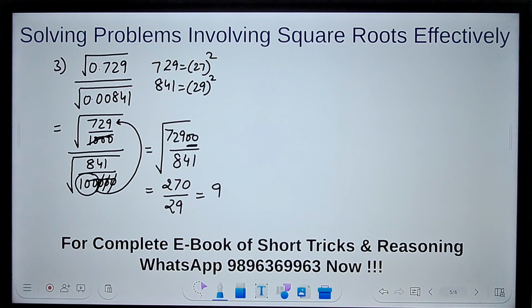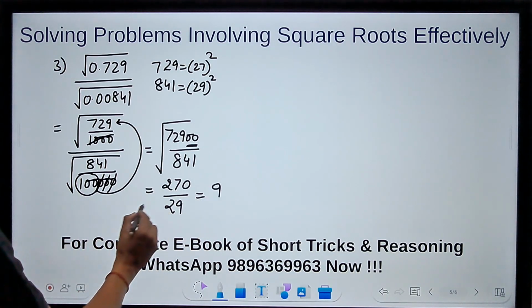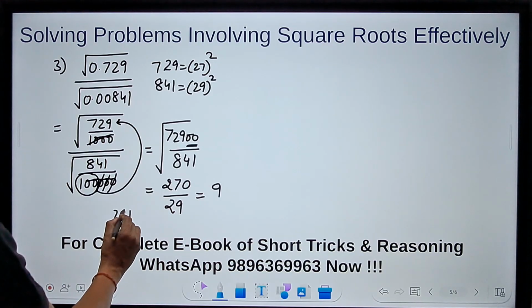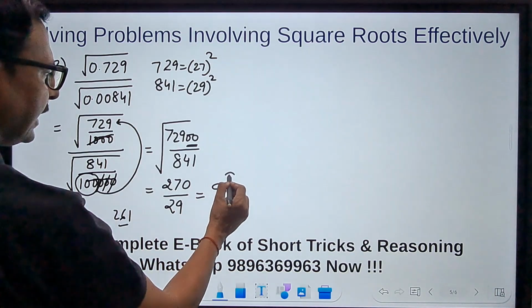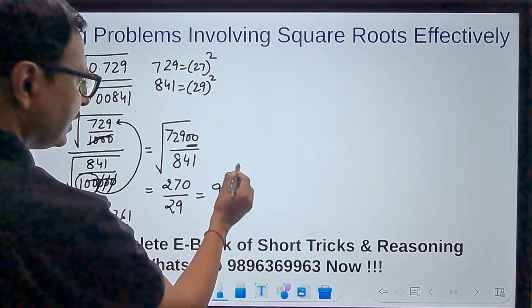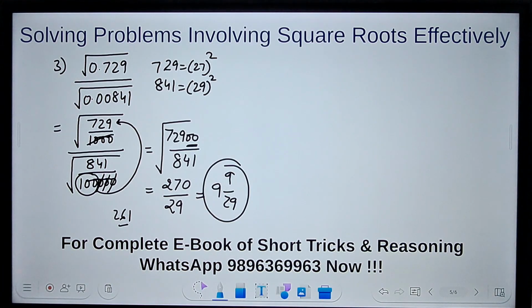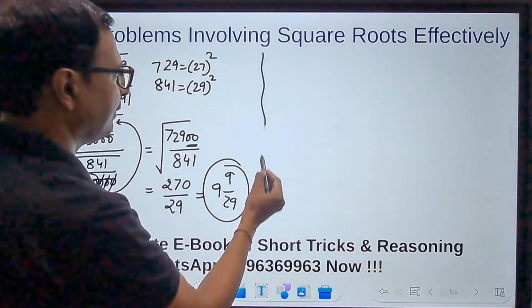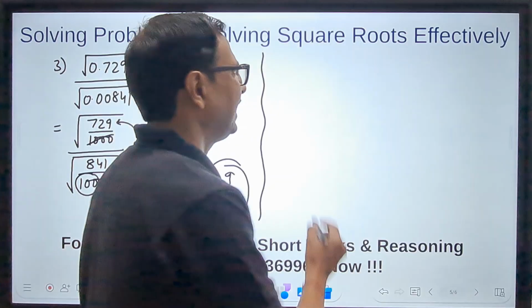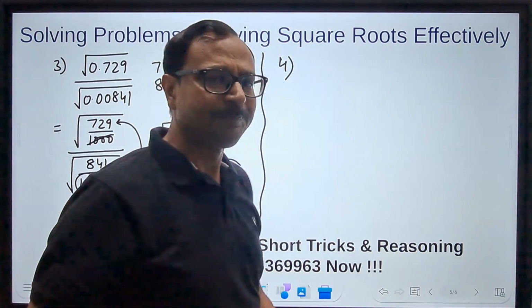9 times is okay. So 29, 9 and 31, 1, 8, 18, 2, 61. So 9 remainder, 9 upon 29. So you can see this happens to be the simplified form of this answer. Not difficult at all, but yes, you should be aware of some basic things of square roots. Let's have one more question, then we can conclude.